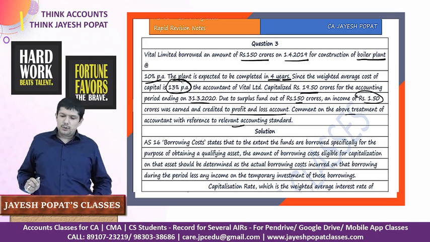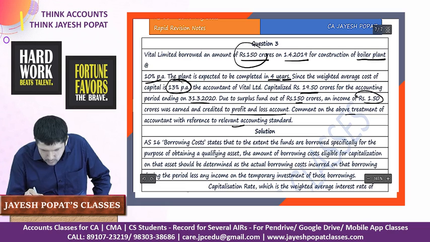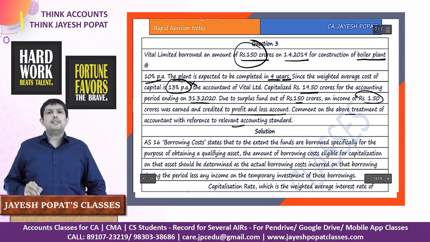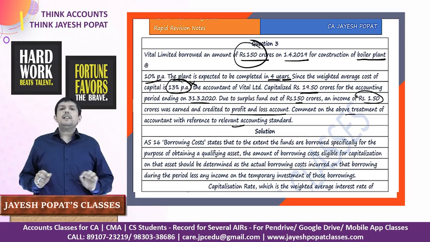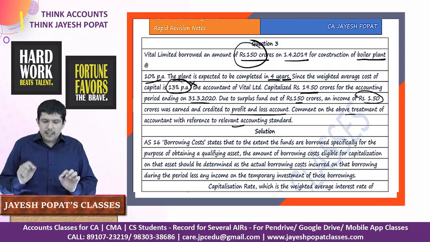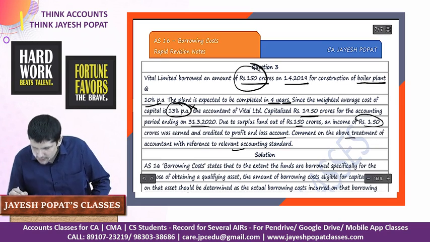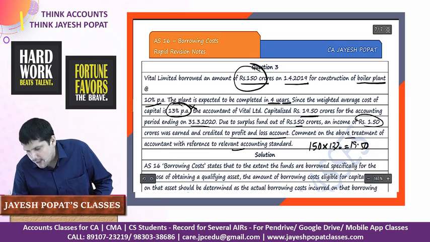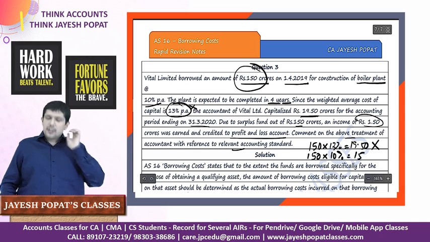See, there are two things which we need to note. This is a specific loan which has been taken, and in case of specific loan, we don't use the weighted average rate or the capitalization rate. Interest on specific loan is always computed at the rate at which that loan has been taken. Here what the accountant has done is, on 150 crore, he has applied the weighted average rate which is 13% and he has computed 19.50. But actually this is wrong. On this 150 crore, you should apply 10% and the interest expense should be 15 crore.